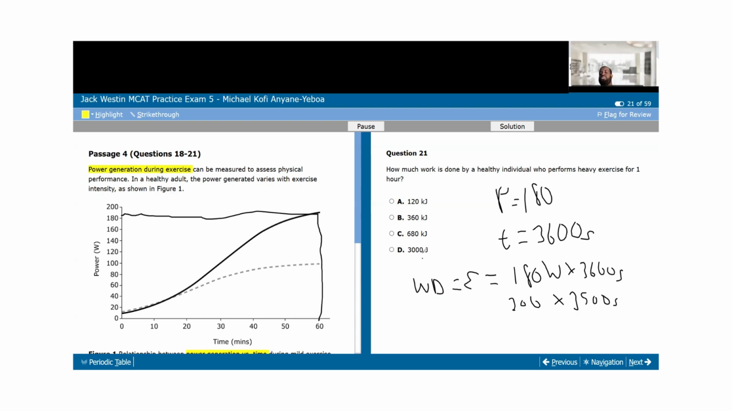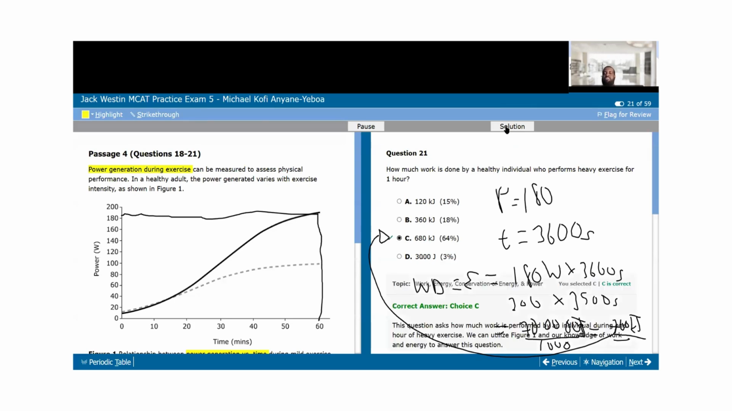So I rounded it up to 200 and this down to 3,500, because it's easy for me: I know 2 multiplied by 35 is 70. Now I add my zeros, right? And all my answers are in kilojoules, so I divide by 1,000. What I have is 700 kilojoules. 700 was very close to 680, and so that becomes my answer, right? 680 kilojoules. Perfect.